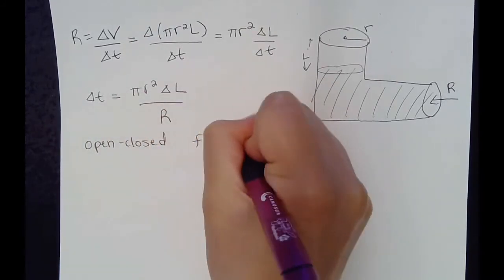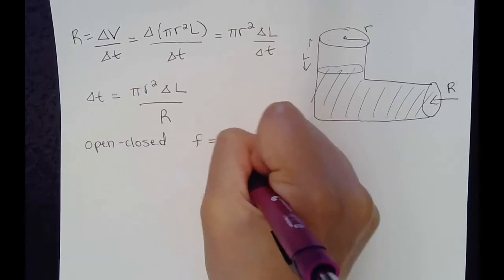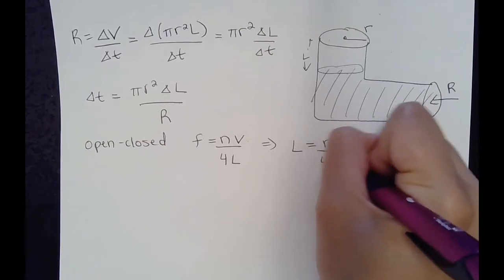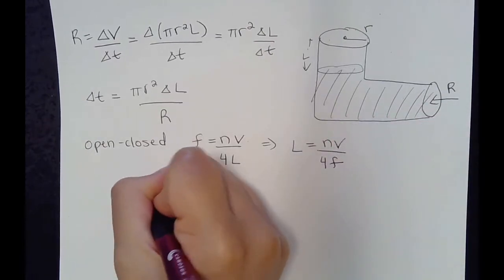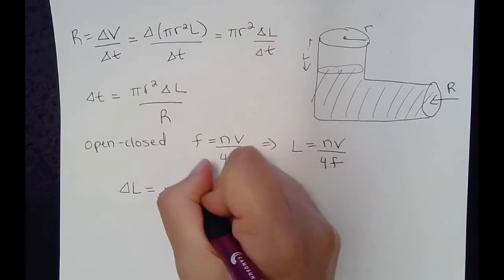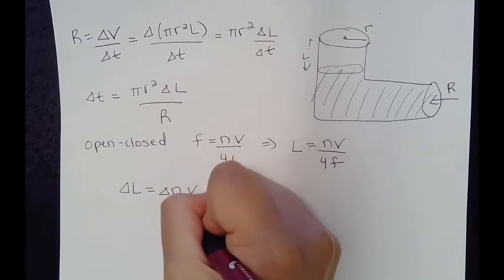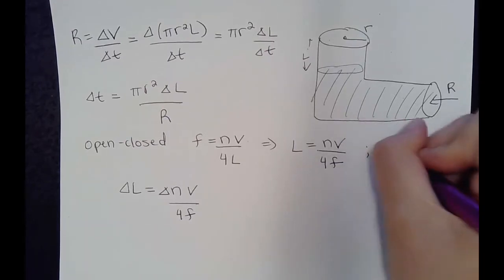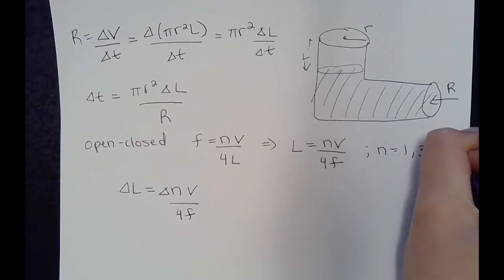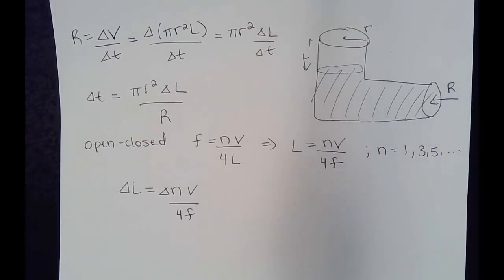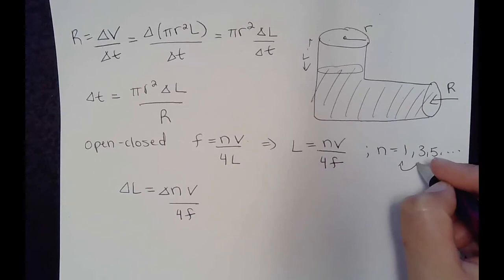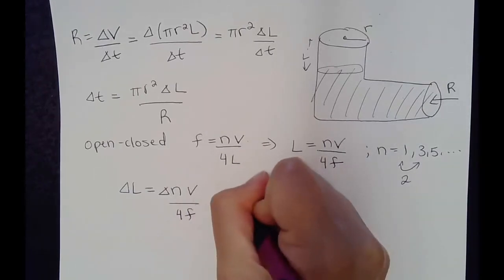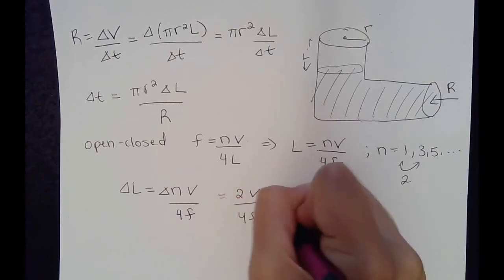I have F equals NV over 4L. L equals NV over 4F. So if I want delta L, that's going to be delta N V over 4F. We're using a tuning fork, so it has a constant frequency. This is open closed again, so N is 1, 3, 5, and all odd integers. So the difference between any two successive resonant frequencies is 2. So this is 2V over 4F, or V over 2F.